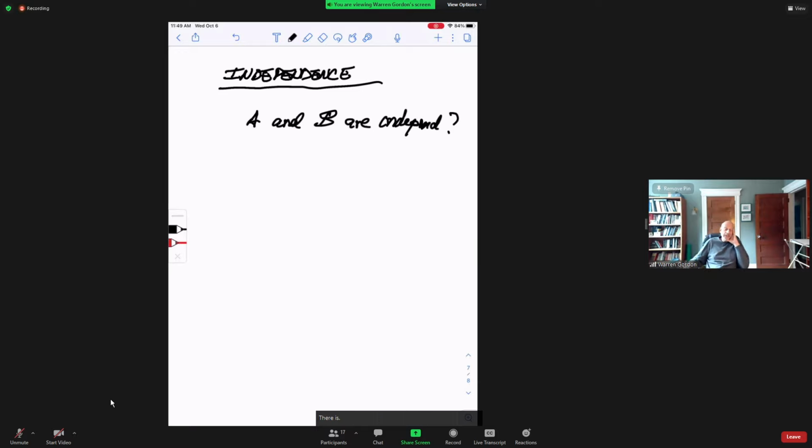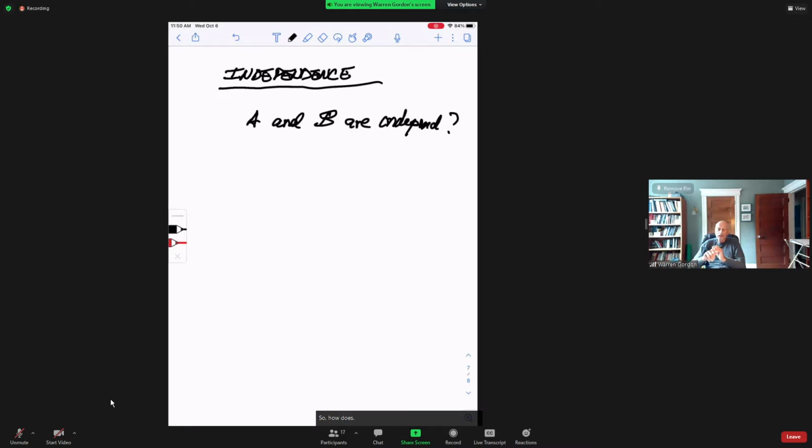Mutually exclusive means they can't happen together. But I can show you that, well, we'll see in a minute. We'll look at that difference because students mix up the two ideas of independence and mutually exclusive. A and B are independent if one outcome does not affect the other one. Agreed? If two events are independent, then one should have no effect on the other.